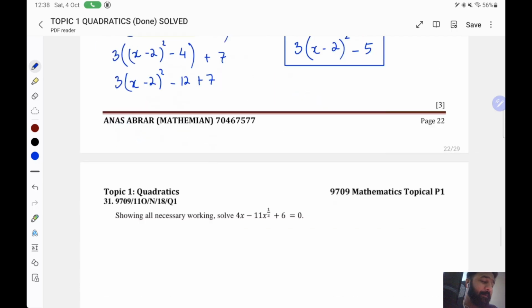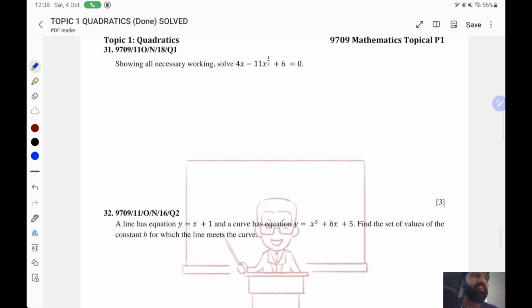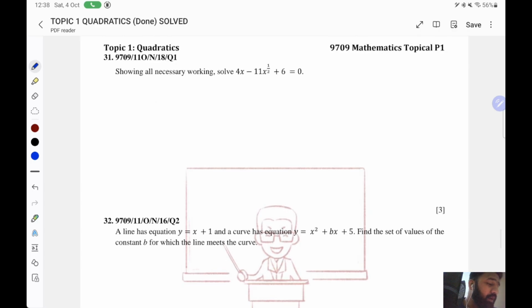Let's move to the next question. Question number 31, October November 2018. Question number 1 from paper 1-1. Okay, the question says, so what you need to do is, it's a complex equation. So what you need to do is you need to substitute another alphabet for that.